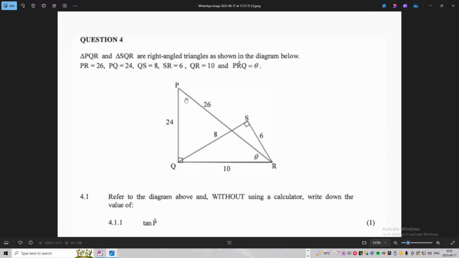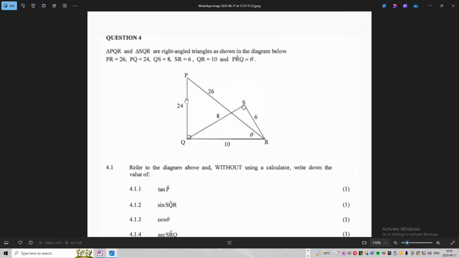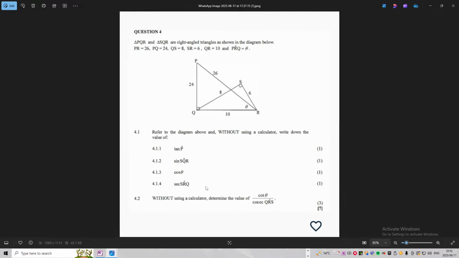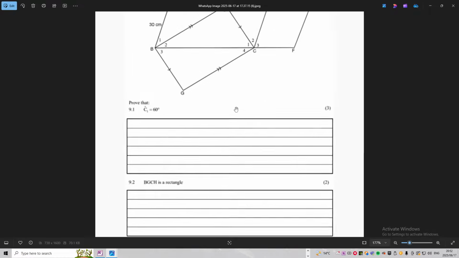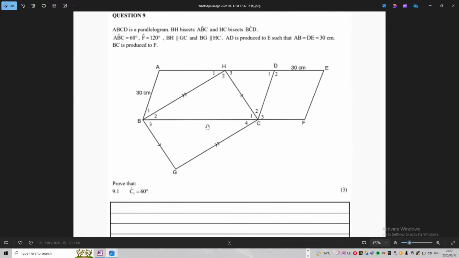Question 4. Any other questions? Are there any other questions? Prove C1 equals 60.